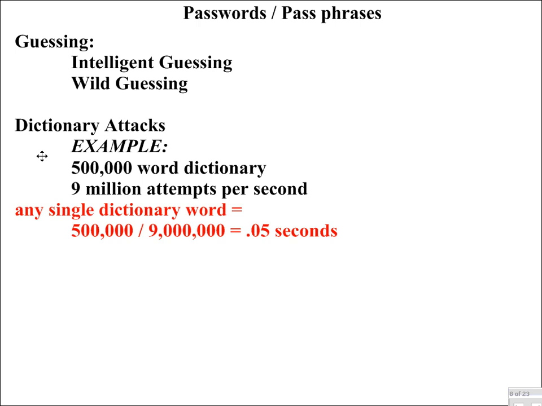If your password is any single dictionary word, and it's found in that 500,000 word dictionary, the math on it's pretty easy. You take 500,000, you divide it by your 9 million attempts per second, and your password is cracked in 0.05 seconds. So this is where I'm heading with that. If you set your password to just any single word, whether it relates to you or not, it's going to be extremely easy to bust.